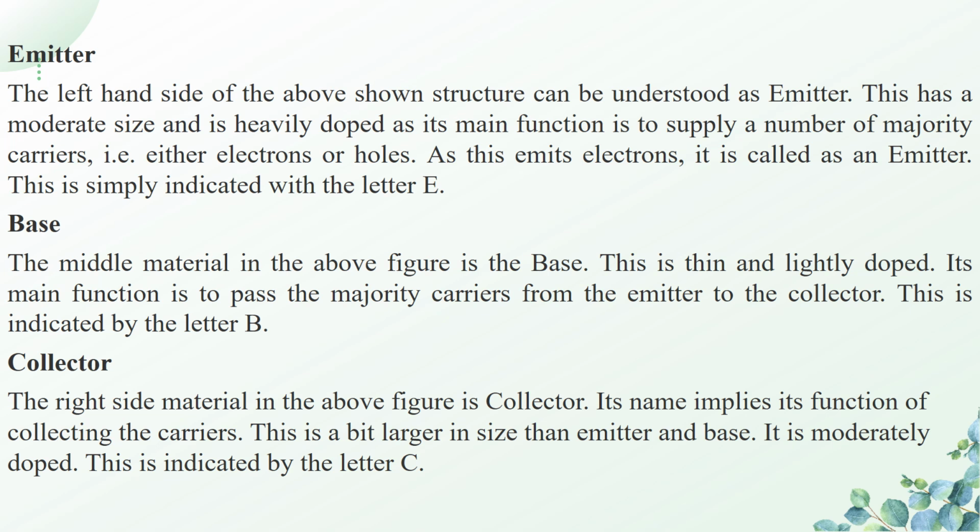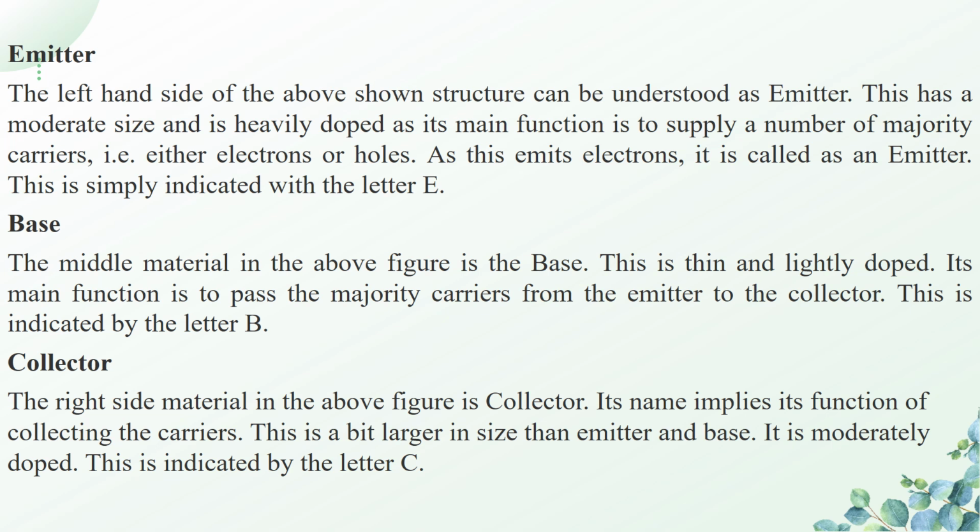So now let us see the construction of these emitter, base and collectors. The emitter, which is the first terminal of the transistor, should be of moderate size and it should be heavily doped. The main function of the emitter is to supply a number of majority carriers. Since it needs to supply many carriers, it has to be heavily doped. Either it will be electrons or holes based on the type of diffusion. As this emitter emits electrons, it is given the name emitter and it is represented by the letter E.